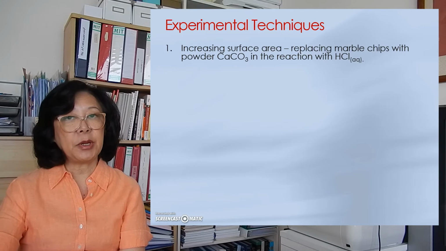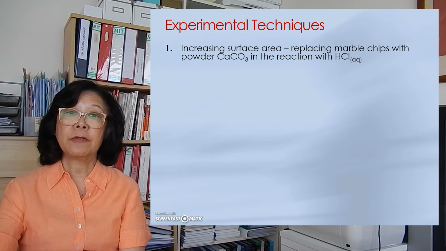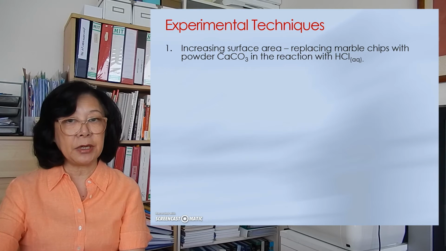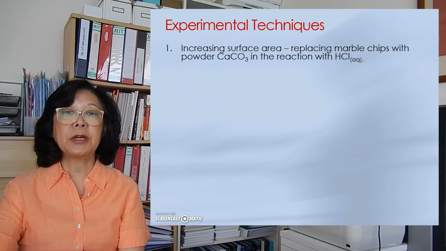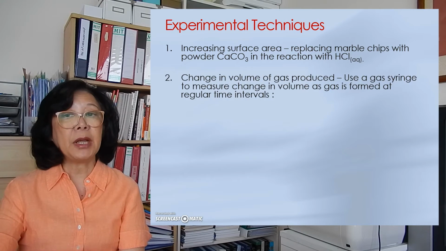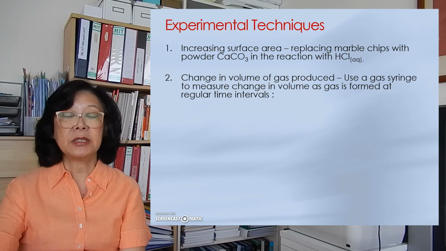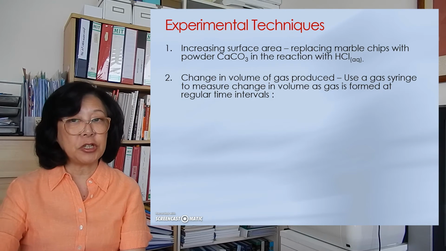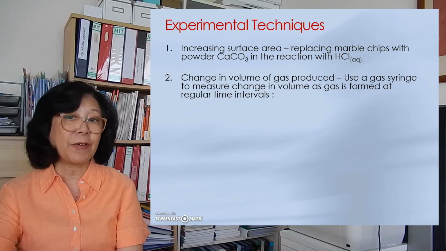There are many experimental techniques to determine rate. The first one is increasing surface area. For example, if we are going to react calcium carbonate with hydrochloric acid, it's better to use powder form than marble chips because the reaction will go much faster.